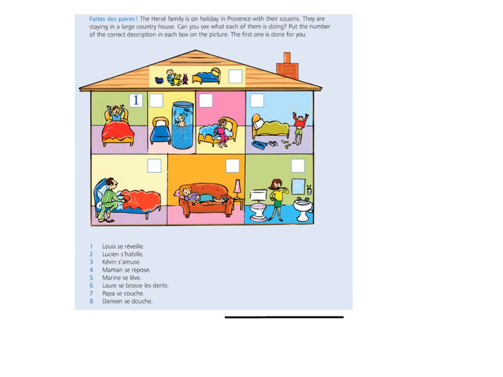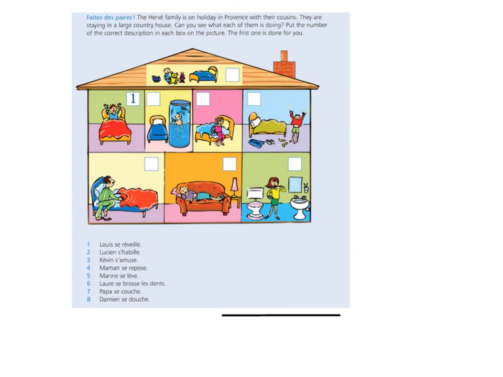Right, second exercise, fête de père. The Hervé family is on holiday in Provence with their cousins. They are staying in a large country house. Can you see what each of them is doing? Put the number of the correct description in each box on the picture. The first one is done for you. So one, Louis se réveille. Louis wakes up. And there we have one written there. Okay. Deux, Lucien s'habille. Lucien s'habille, c'est là. Right, he's getting dressed.